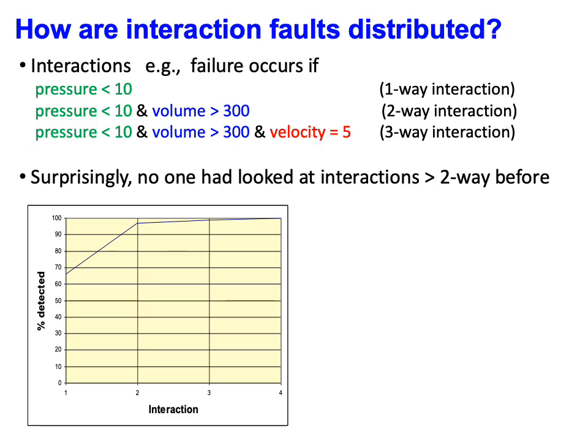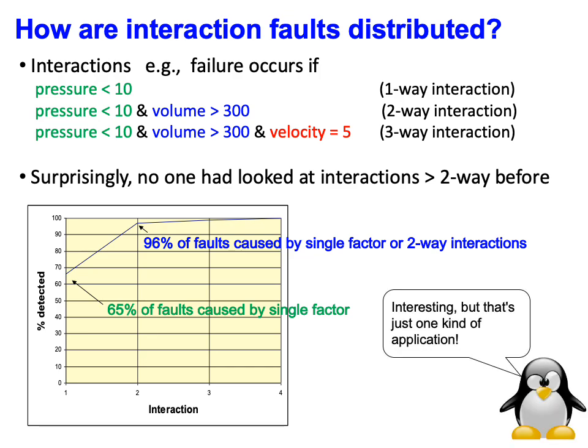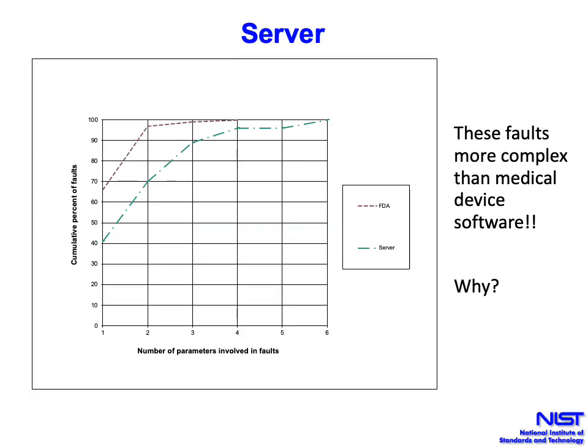So let's consider how these are distributed. One of the things that's interesting is that about 2/3 of the faults for this particular collection of data were caused by a single factor. And going up to either 1 or 2 factors, we got to about 96% of the faults caused by either 1 factor or 2 factors. And going up to 100%, we never found more than 4 factors involved in a failure. But that is just one kind of application.